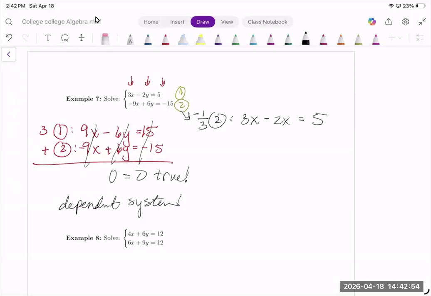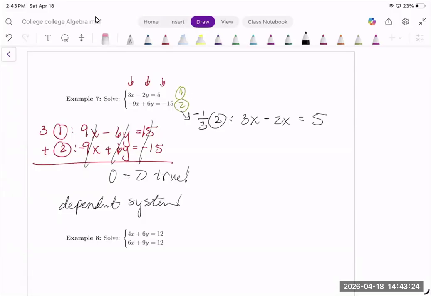So 2 is the version of equation 1 just parading through as equation 2. 2 is a version of 1, or 1 is a version of 2. If I take equation 1 and run a negative 3 through it, we get equation 2. So it's a dependent system, right? It's the same equation, just in a costume. So it's the same equation written twice. One's in a costume, so to speak.